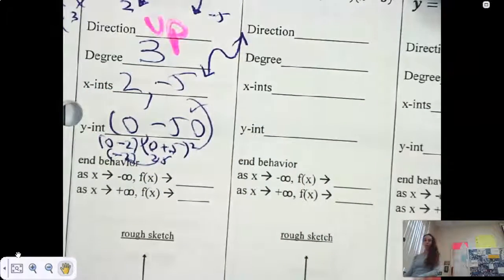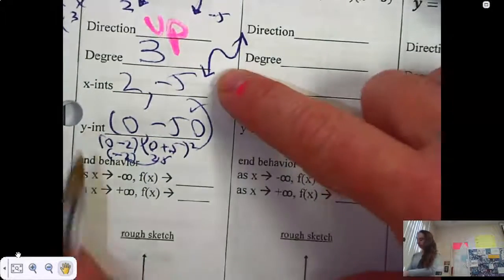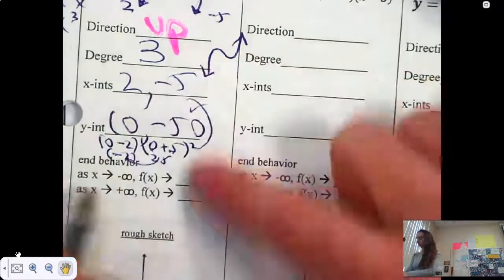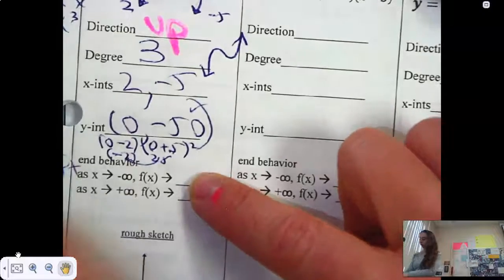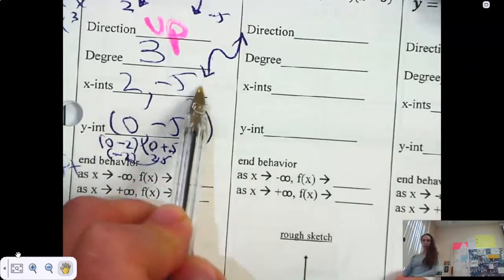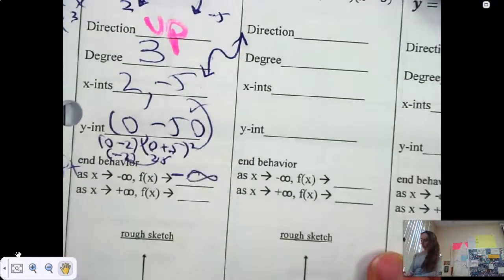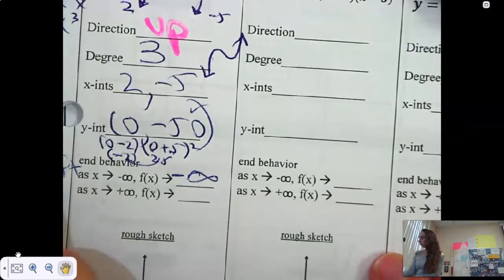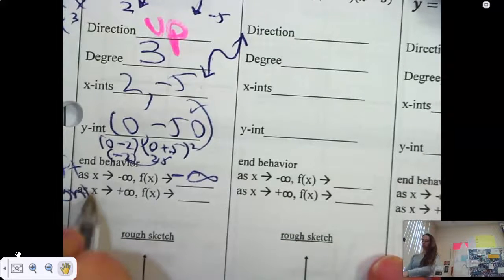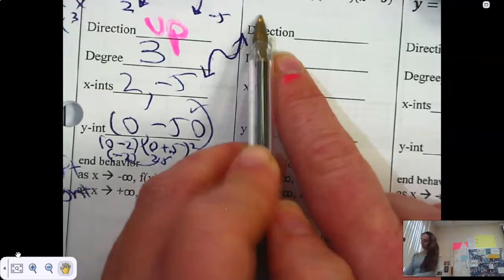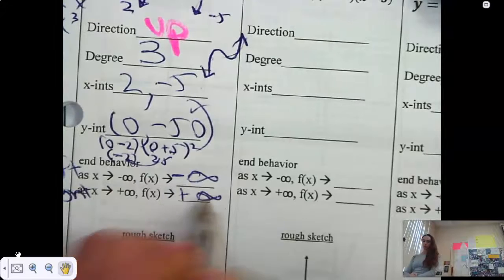Hopefully you remember that from before. Okay? So what they're saying is, on the negative side, which means the left side, which way is it going? It's going down, negative infinity. On the right side, which is over here, it's going up, which is positive infinity.